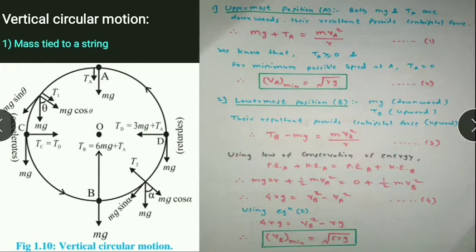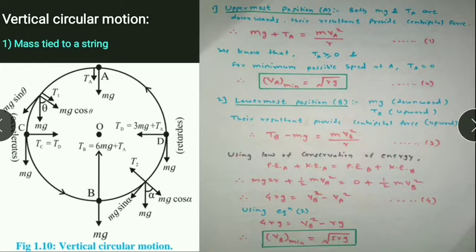Now consider lowermost position at point B. mg acts in downward direction and Tb acts in upward direction. Their resultant force provides centripetal force in upward direction. So Tb minus mg is equal to mv square upon r. Call it equation number 3.